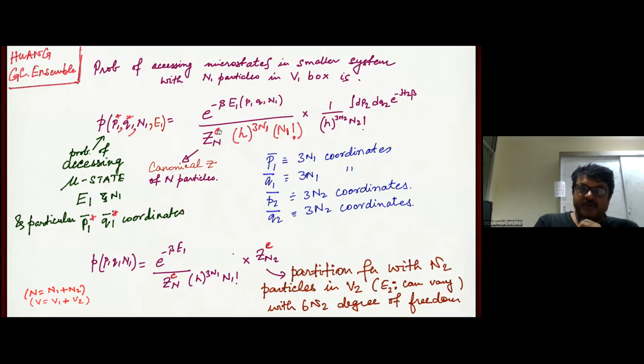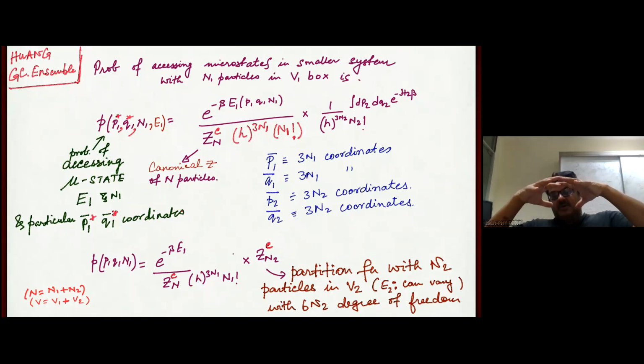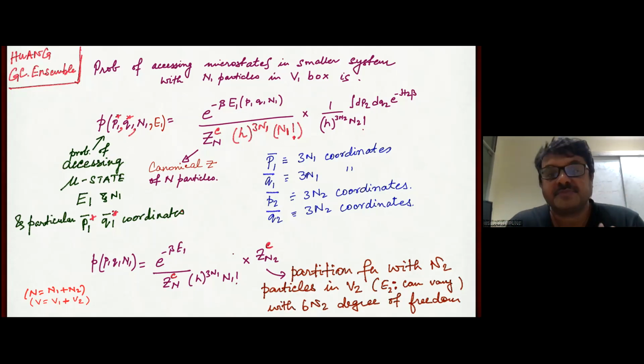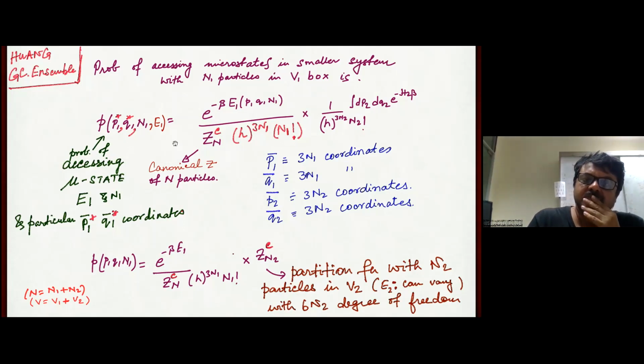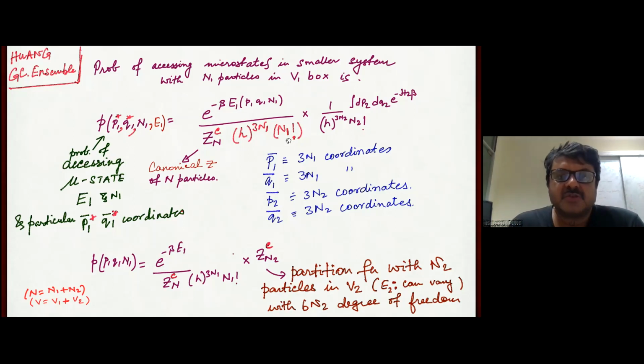So I have reminded you, this is the canonical partition function with N particles for the reservoir. So this is basically the entire system can take a huge... wait, this should be N1 factorial. So this is, okay.